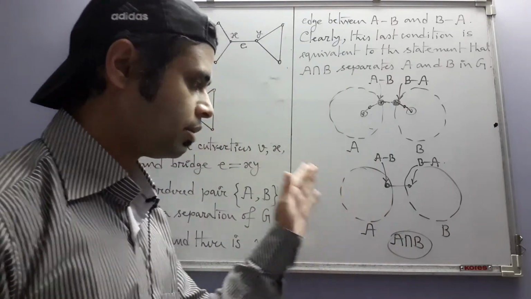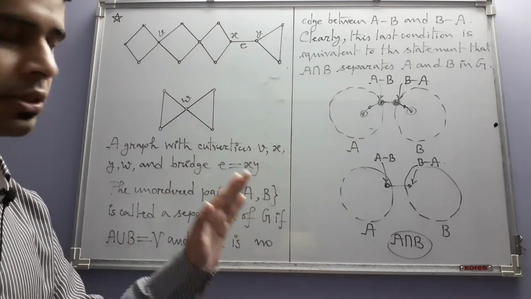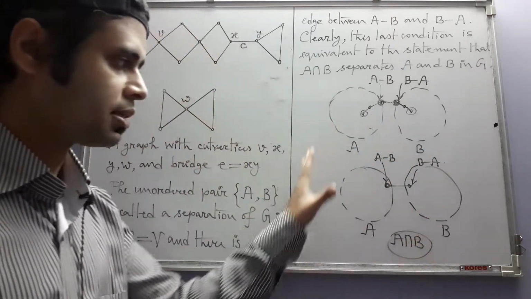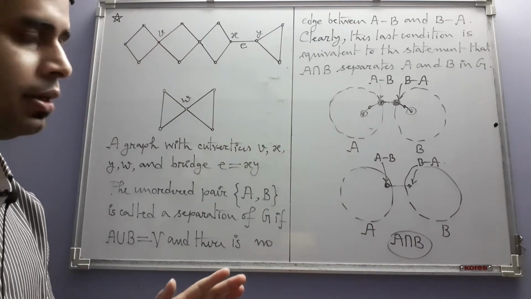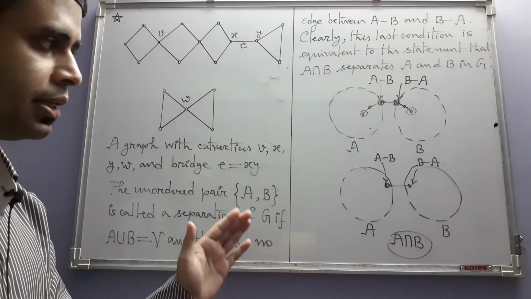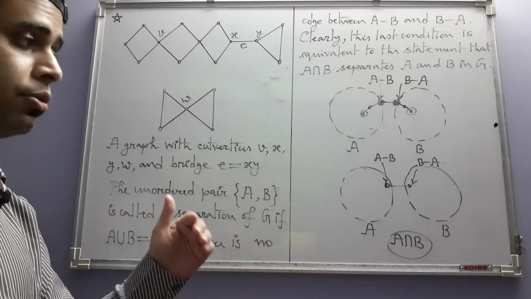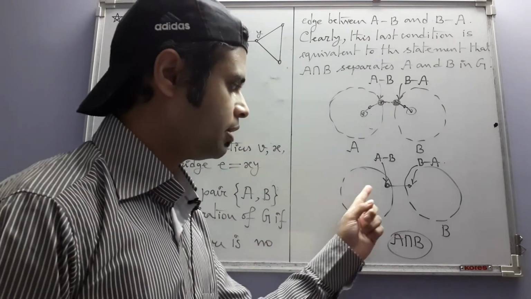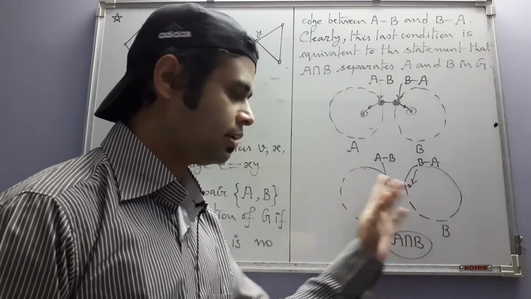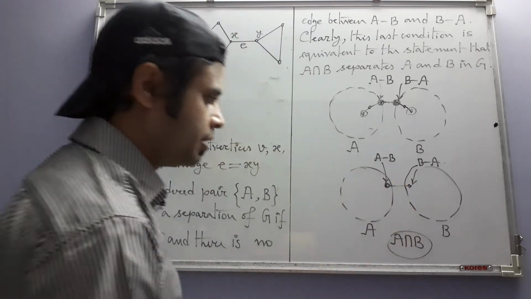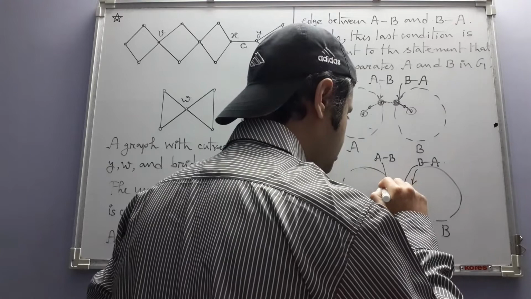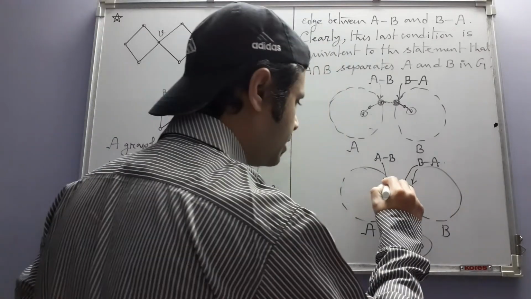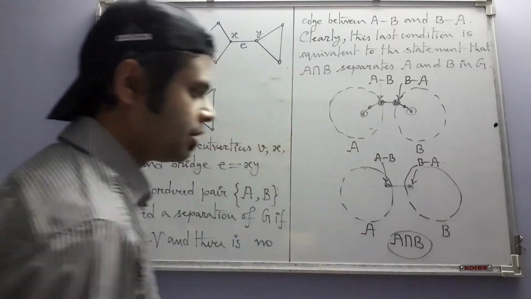Now, what is our assumption? Our hypothesis is that A intersection B separates A and B in G, and we are supposed to show that there is no path, no edge between A minus B and B minus A. To the contrary, we have supposed that there is one such edge. Then this itself is an AB path. Why? Because one end belongs to A and the other end belongs to B.